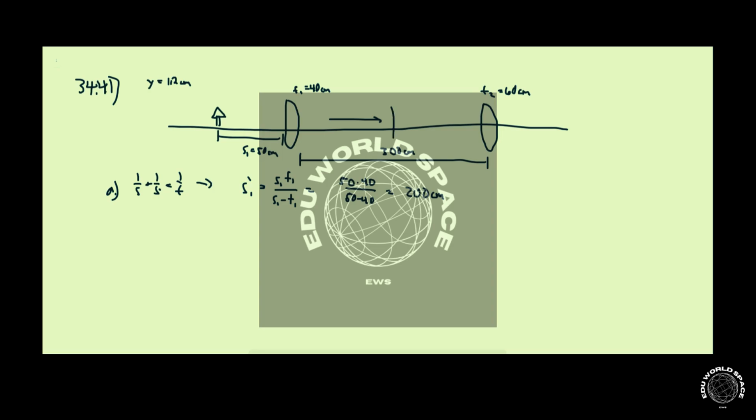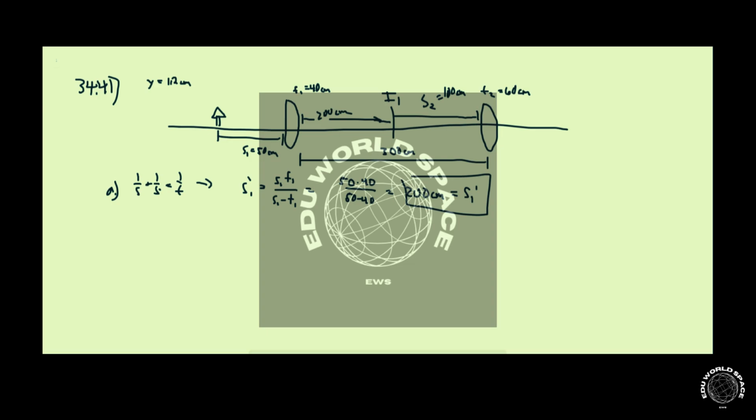So let's go ahead and mark this as I1, and this is 200 centimeters away. Cool. So that means this distance right here is going to be S2, and now we know it's going to be 100 centimeters. Cool. But let's finish this one, part A. So this is S1 prime.